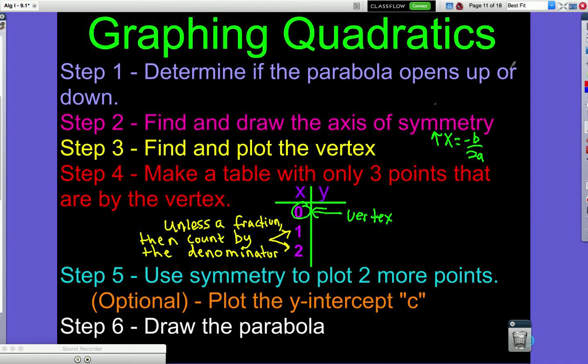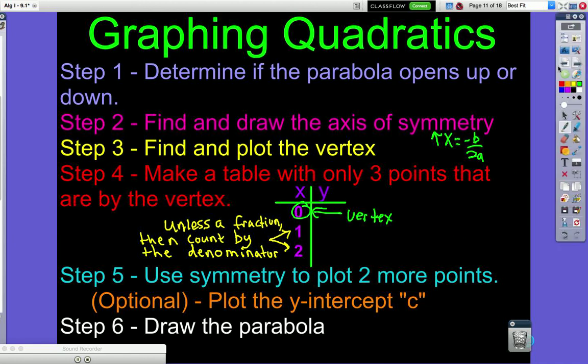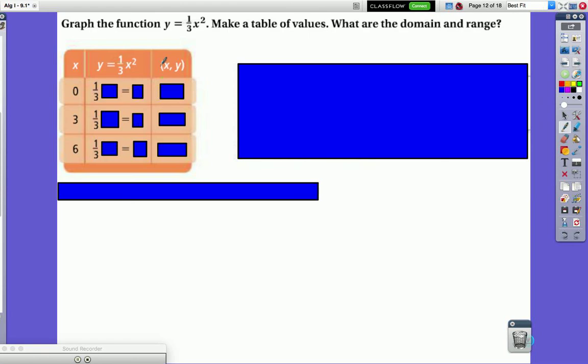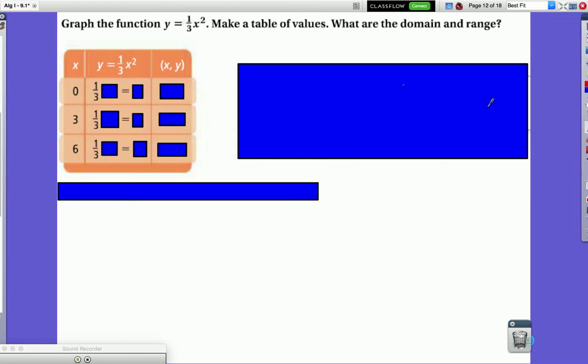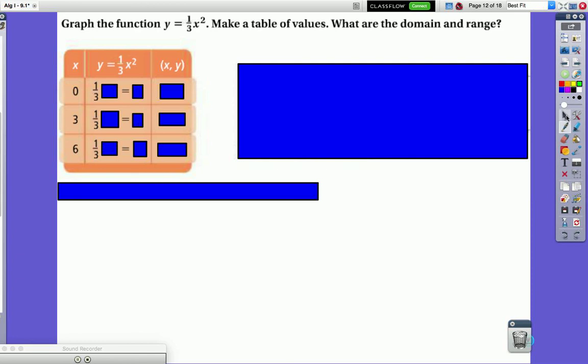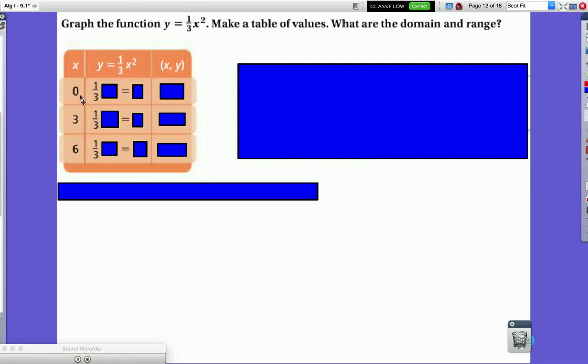our curved graph. All right, so we're just going to look at a couple of these, and then we will be done. Notice here's an equation, y equals 1/3 x squared. So it's a fraction with x squared. Notice 0 is first, and then we're going to count by 3's because it's 1 over 3. I'm just going to show you all the values, and then we'll go through a graph the whole way.